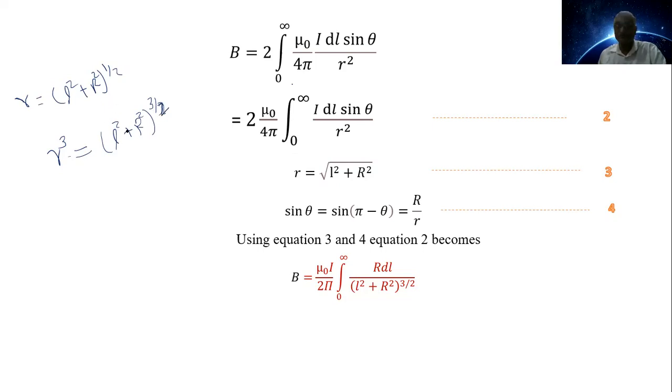We cubed it there. That's why we get R cube in the denominator, and here is r. This term is noted. We can take r outside again, because it is constant, and that's why B equals mu 0 I r upon 2 pi integral dl upon (L square plus r square) raised to 3 by 2. Now we can solve this integral. See that B equals mu 0 I r upon 2 pi. This is equation number 5.